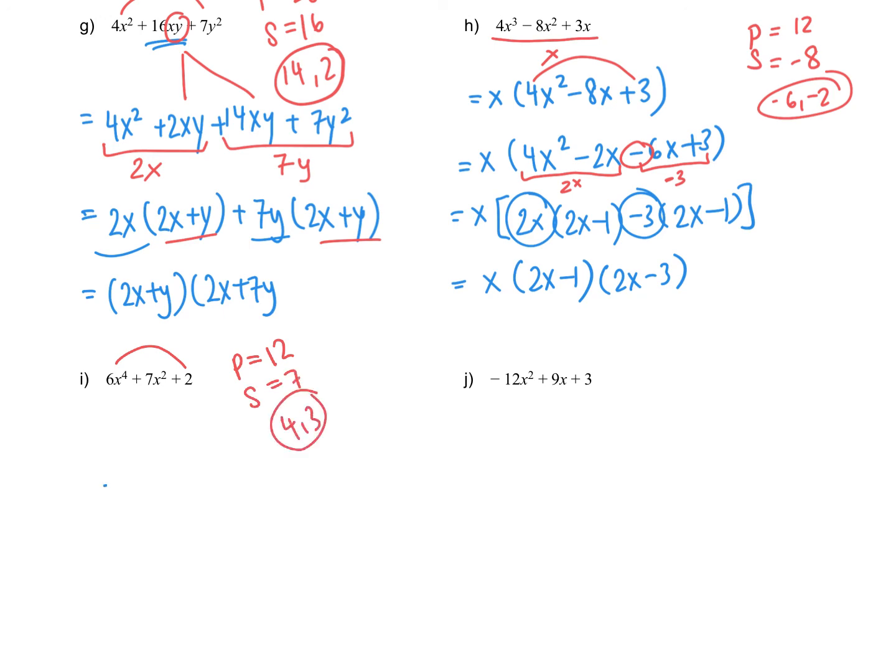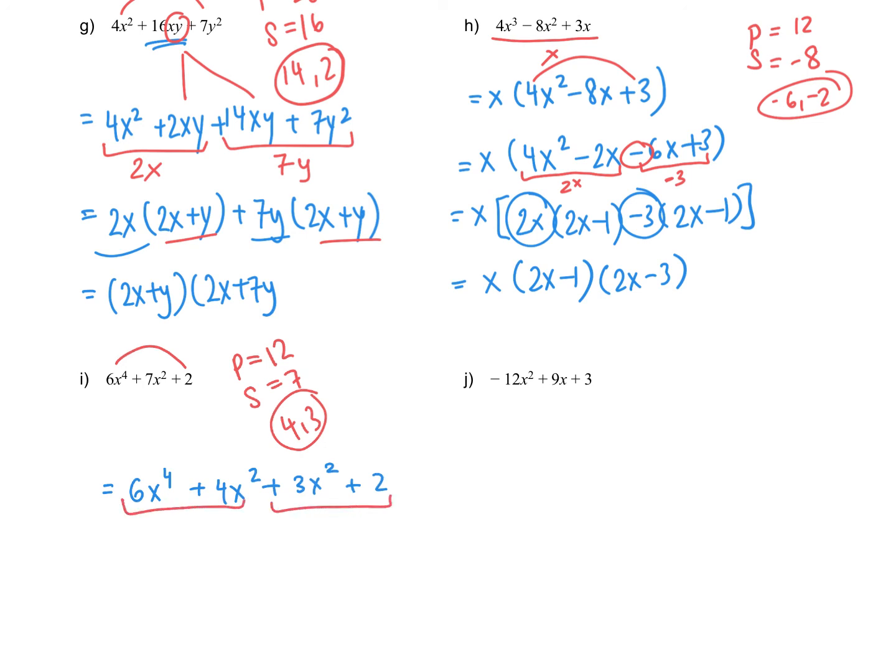Now here is the twist. Check your work to make sure. First of all, make sure you didn't switch the question and put x squared and x throughout. So we have 6x to the 4 plus 4x to the 2 plus 3x squared plus 2.